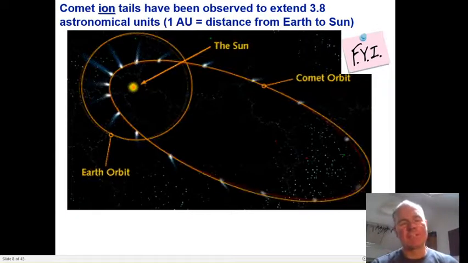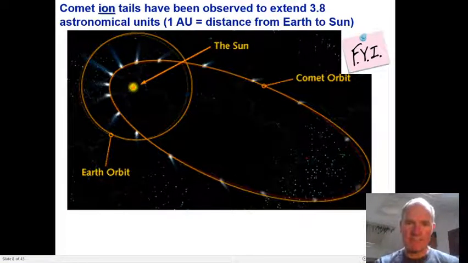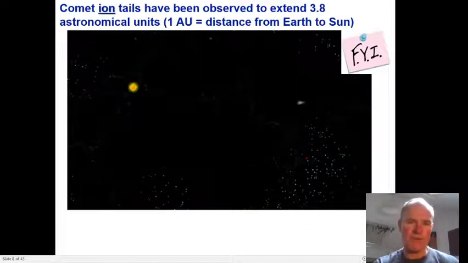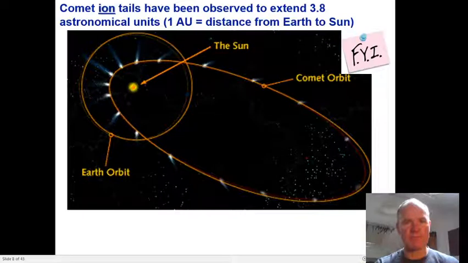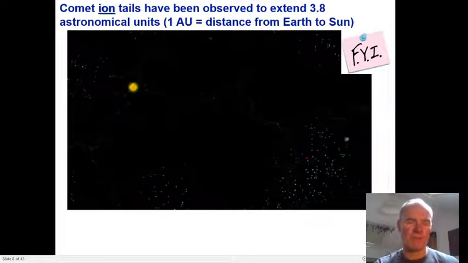When we get to grown-up physics, which is beyond GCSE, we measure things in astronomical units, or AUs, as you will if you do A-level physics. And these comet ion tails have been observed to extend a great distance away from the comet as well.